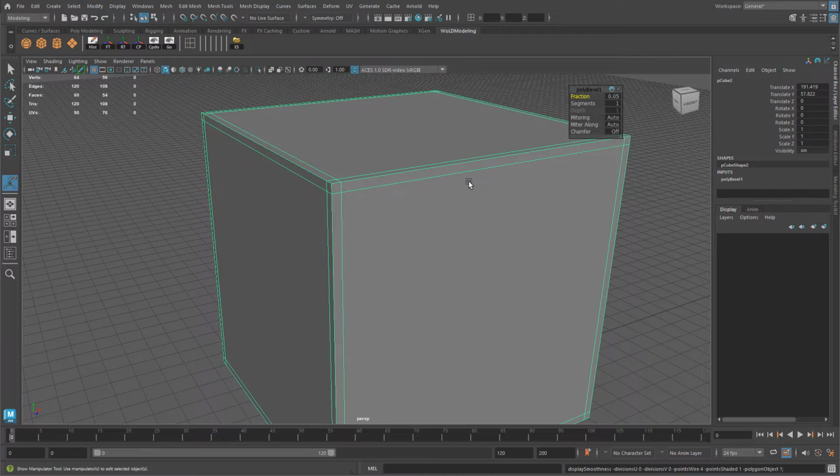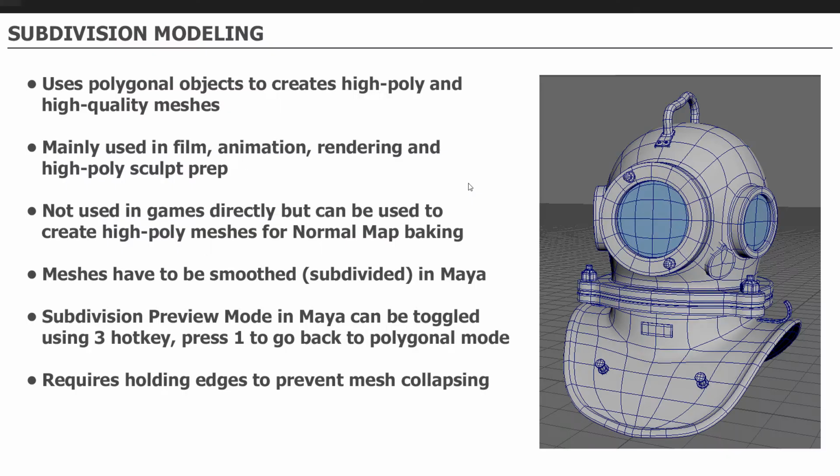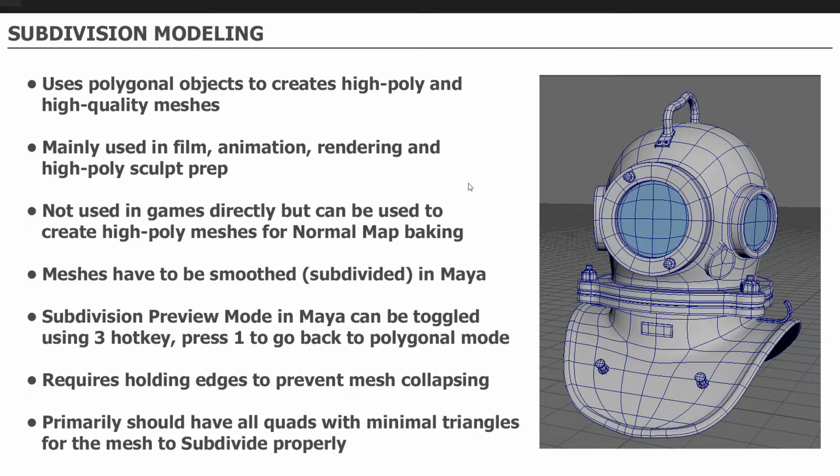The way you model your objects for subdivision modeling is different than polygonal modeling. And you would only use subdivision modeling for the output if it's required for you to use this modeling method. One last thing about subdivision modeling: primarily it should contain all quads with minimal triangles in order for the mesh to subdivide and smooth correctly. Triangles are okay with subdivision modeling, but sometimes they will cause some pinching in your geometry that will not look good.